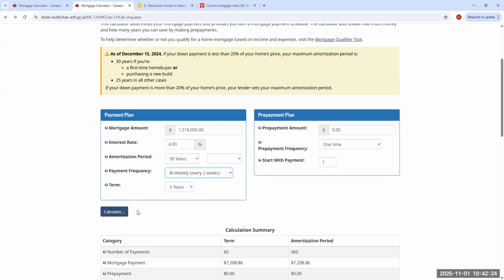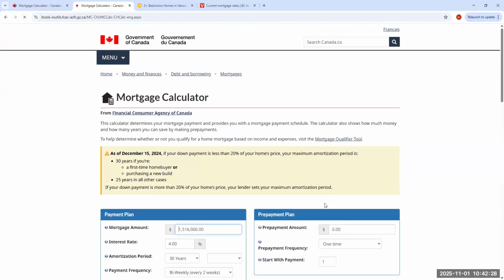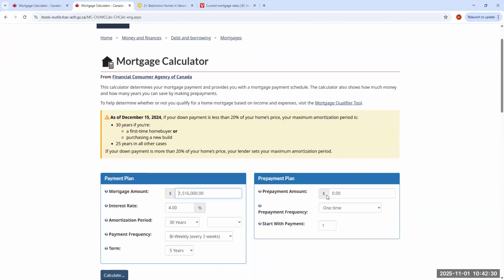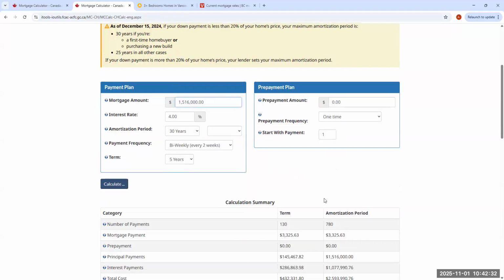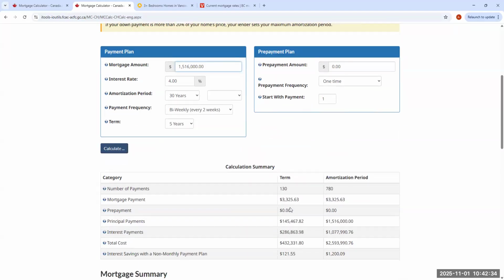Just leave it as bi-weekly payments and let's calculate what's going to happen if we're doing bi-weekly payments, not monthly. If we're doing bi-weekly payments, our payment amount is going to be $3,325.63 per payment.